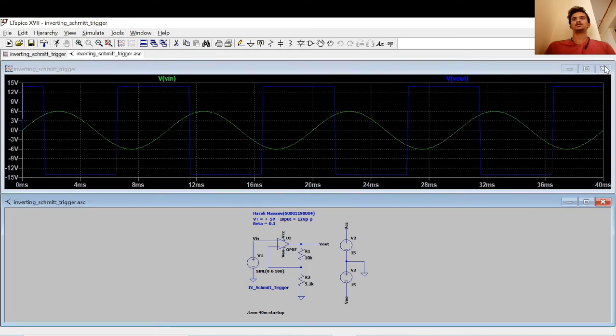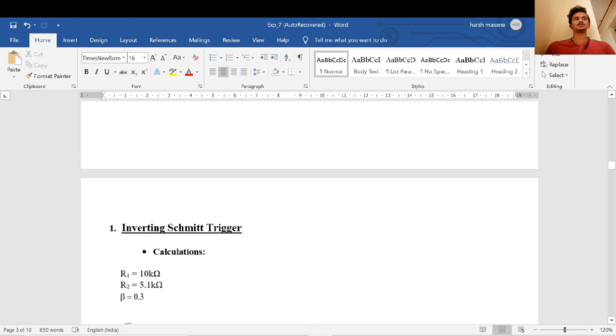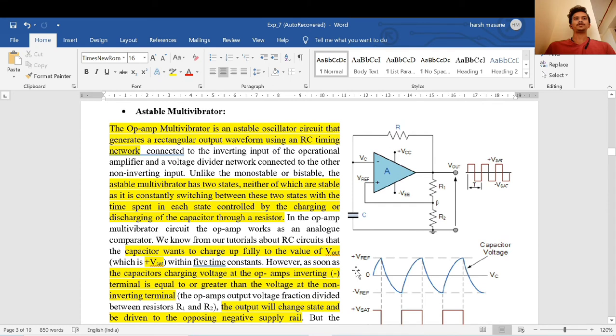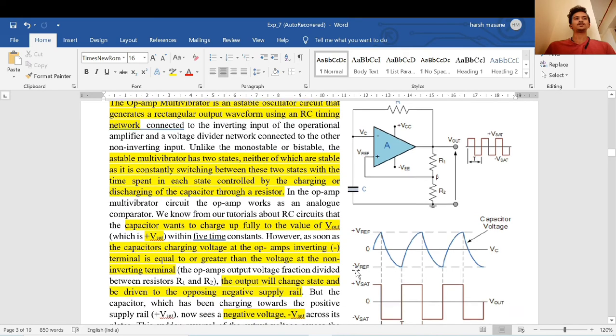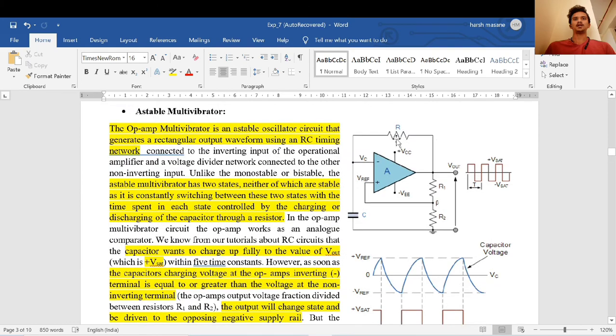Now we'll see some of its applications. The first application is that using a Schmitt trigger we can generate an astable multivibrator. An astable multivibrator is an oscillator circuit which generates a rectangular or square wave output waveform using an RC timing network. An astable multivibrator has two states, neither of which is stable, as it is constantly switching between these two states. The time duration can be controlled by charging or discharging of the capacitor through the resistor R.